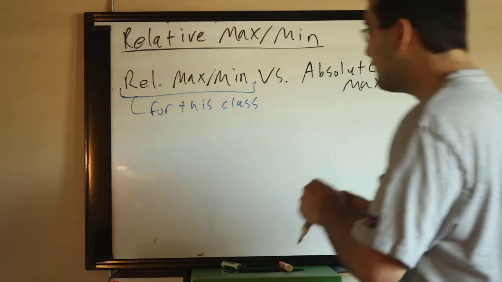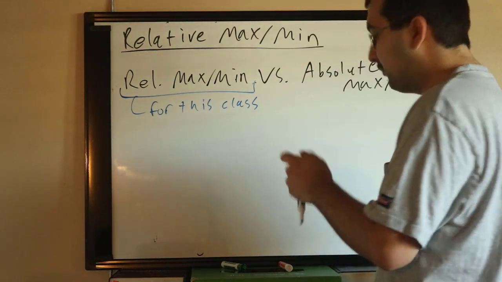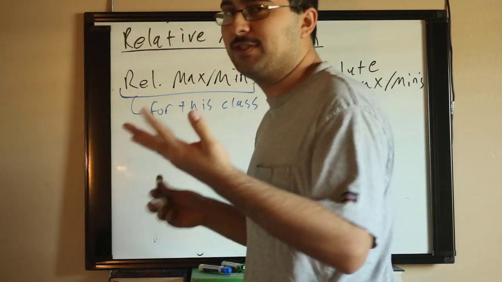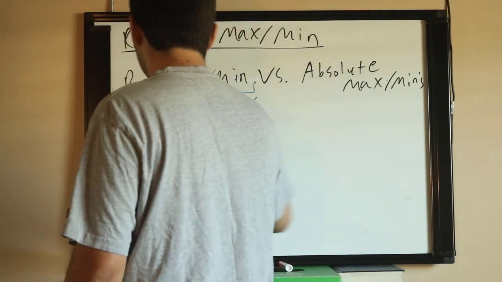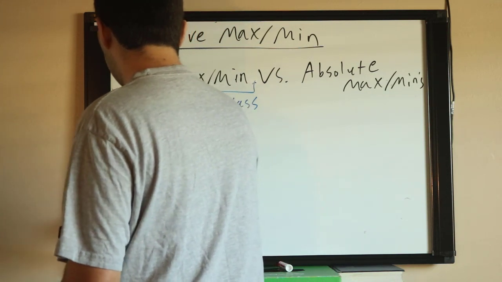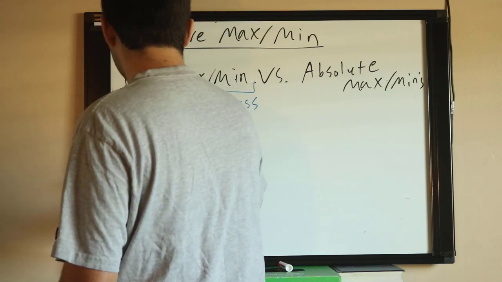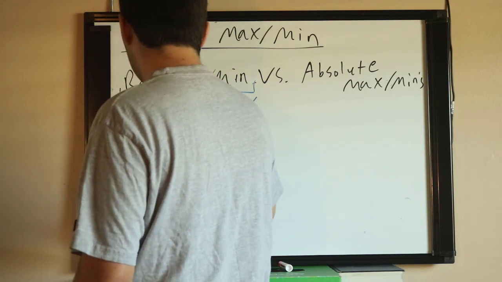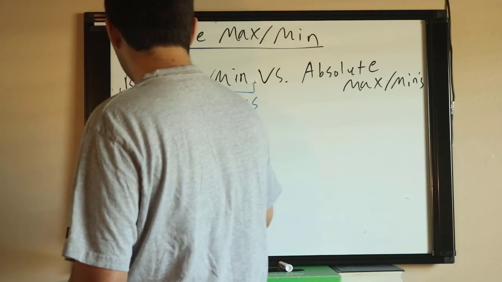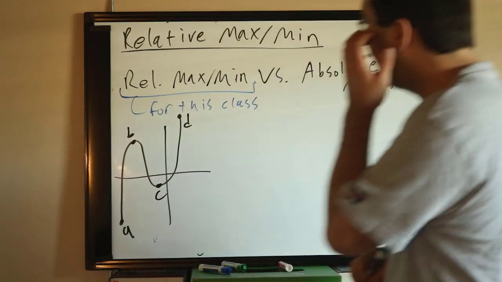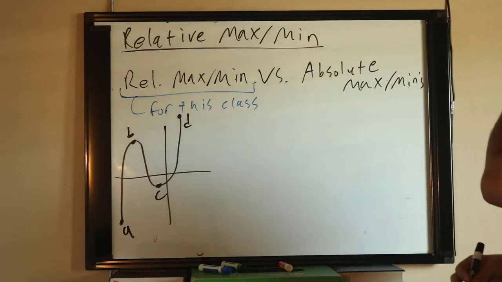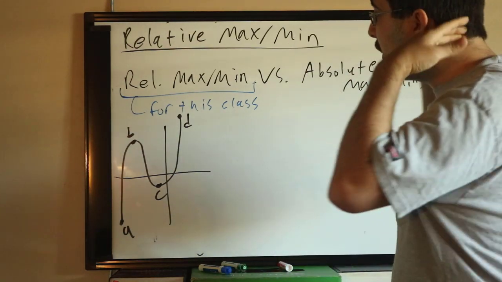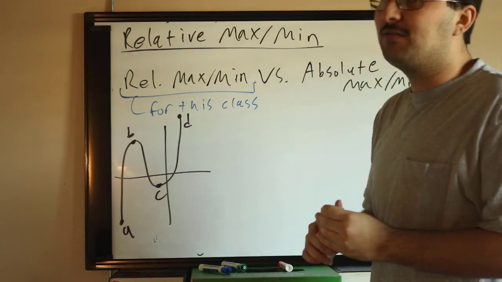So what do I mean by that? What is this difference between absolute and relative? Well, it's best seen visually. That's pretty much all this lecture is, just visual explanations. So say we have some function like this. We have some function like this, that's its graph, and it has these 4 points, A, B, C, and D, alright? So what are the relative max and mins of this graph?